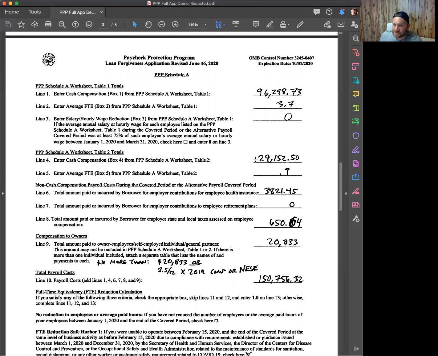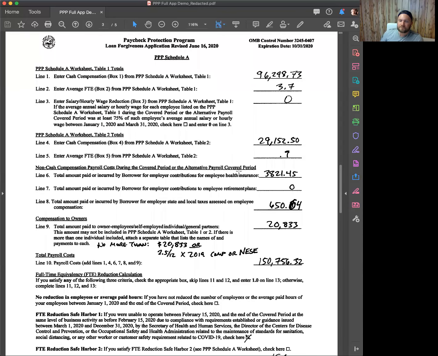On line 4, you're going to list wages from table 2. And on line 5, you're going to list FTE count from table 2. Okay. Then there are additional amounts that are eligible for inclusion in the PPP loans that are payroll related, but not necessarily wages. And what are those? Employer contributions for employee health insurance, okay? So not what gets withheld from the person's paycheck, but your employer side part of the premiums. You can list that here for the entire covered period.